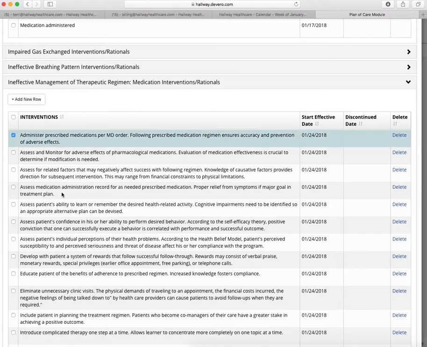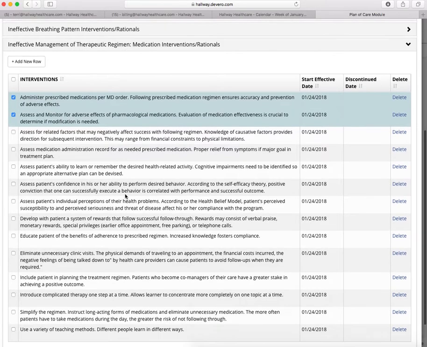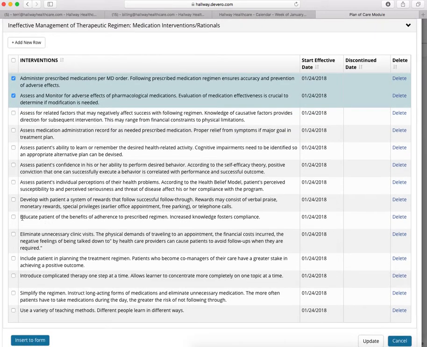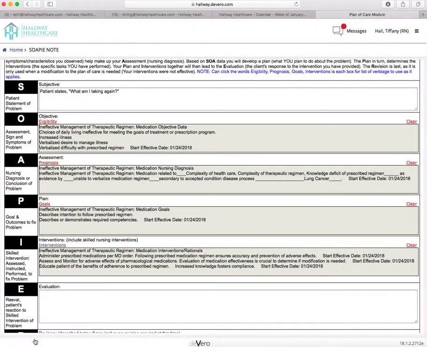Well, number 1, I administered the medications that he needed. And I assessed the monitor for adverse effects, absolutely. And then I also did some education. So educate patient on the benefits of adherence, absolutely. So here's my 3 main ones. Insert to form, okay. So now evaluation.